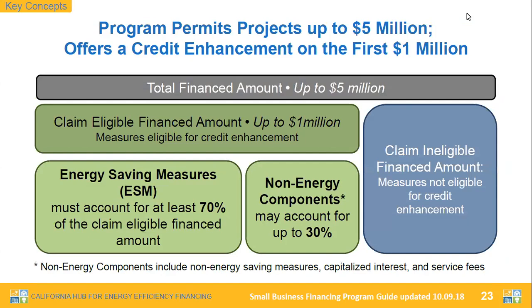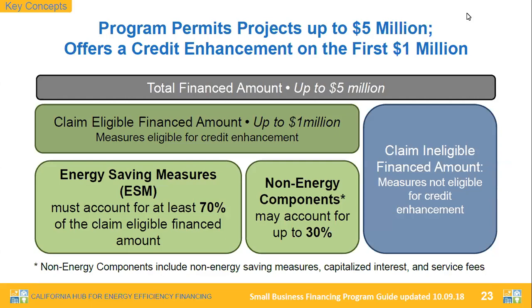This slide provides an overview of the financing limits in the program and how the various elements fit in. These slides might seem complex at first, but I think when I walk through, they'll become clear. We're going to be returning to these terms throughout the presentation. So at the top in the gray bar, you can see that the maximum financed amount in a project is $5 million. And of that, in the green area, up to 1 million can receive a credit enhancement. That's what we call the claim eligible financed amount.